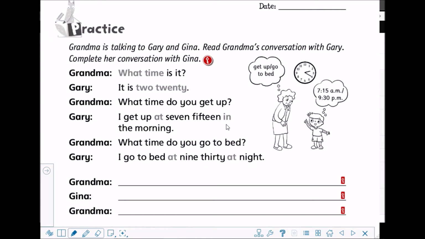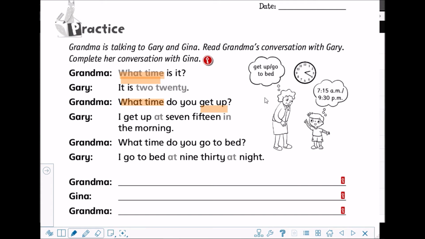Okay, so you can see Grandma is asking 3 questions. Question 1, what time is it? So Grandma is asking about the time. Question 1, what time? And then Grandma would ask, what time do you get up? So there is an action, get up. Again, the question word is what time. Then there's a specific action. Here, Grandma would like to know what time Gary gets up and what time Gary goes to bed.